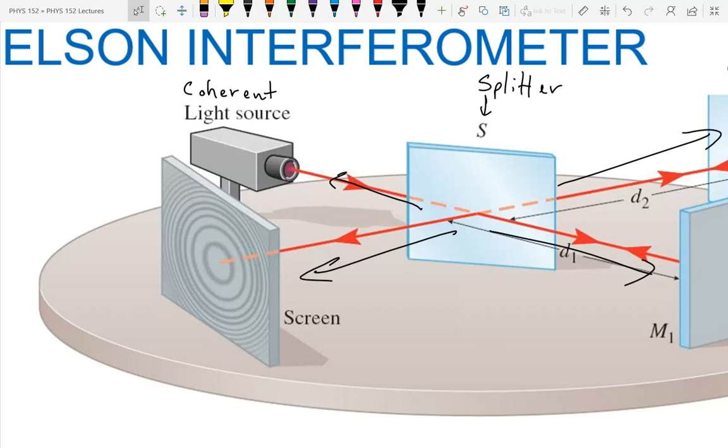Now, to get perfectly the same path lengths for those two is impossible. We don't even try to. What we're going to do simply is say, now let's move one of these mirrors and measure how much the phase changes when I move it. Because we can't ever get it exactly the same.